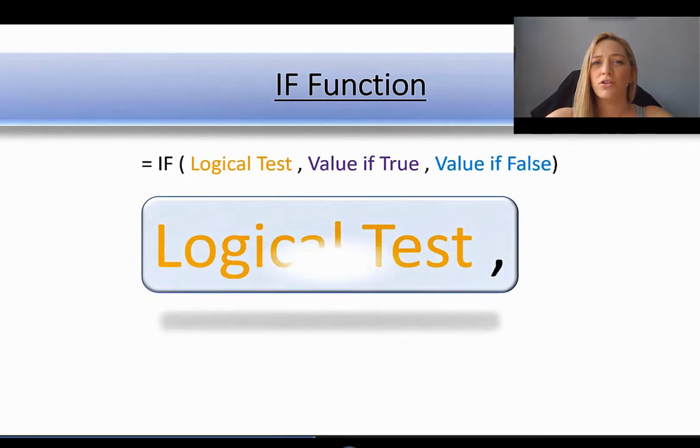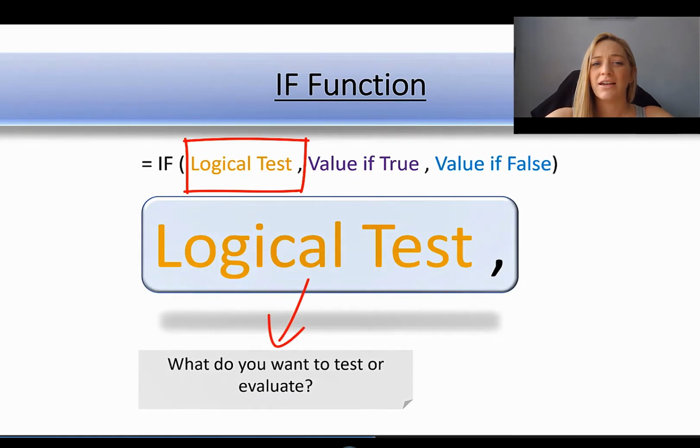We then move on to the logical test. So the logical test is what do we want to test or evaluate. In that example that I said before, this would be if the result of the student's test is above 60. We then have the comma, which tells Excel that we want to move on to the next step of the if function.